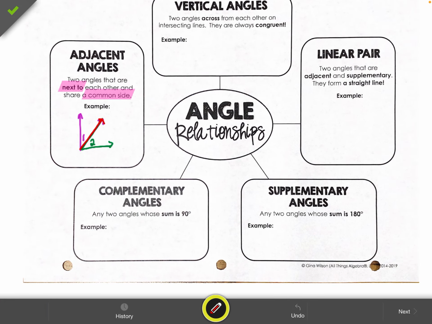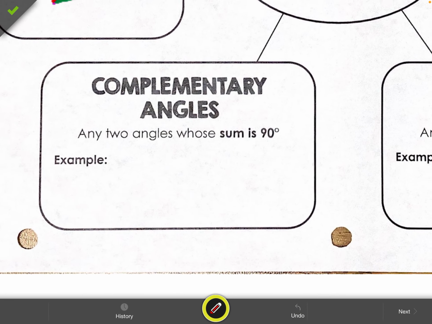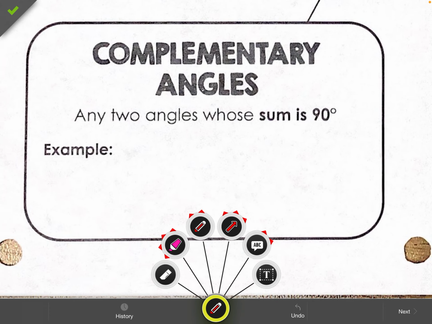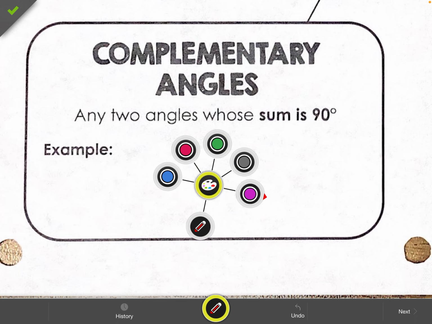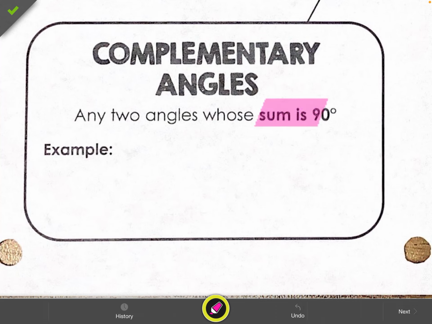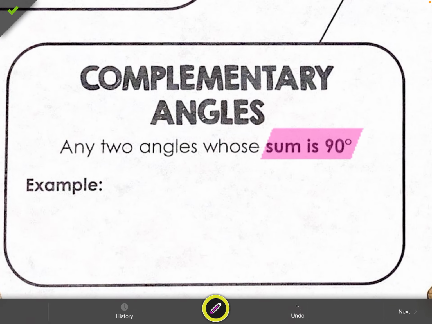Okay, we're going to look at complementary next. Okay. Complementary angles are 2 angles whose sum is 90 degrees. Now what does sum mean? Yeah, sum means that they add up to. So you might want to make a note to yourself. Sum is that they're going to add up to 90 degrees.